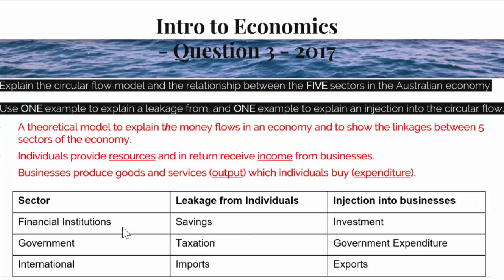In terms of the savings and leakages, I've got a nice neat table here to summarise that information. So obviously you had to talk about one of these sectors. Okay, let's look at the financial institutions. They receive savings from households, and an injection is then the investment of capital items by businesses. For governments, it is taxation and government expenditure, and for the international sector, the leakage is the imports, and the injection is the money that we receive from exporting products to overseas customers.